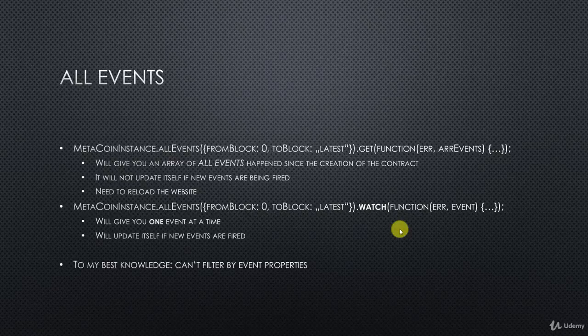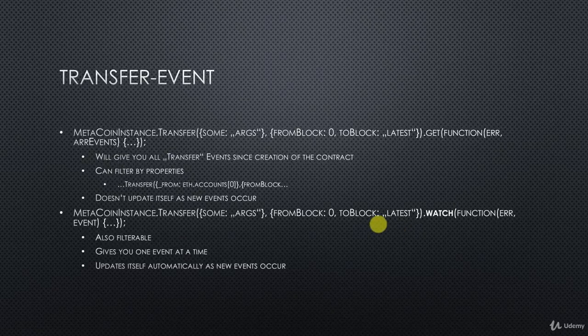To my best knowledge, I haven't found a way to filter by any event properties. Like in our example, the transfer event has the to and the from fields, which are indexed. I haven't found a way to filter the properties with all events, but definitely it's possible if we have a look at a single event. So if you, for example, just want to have a single event, and in our case it's the transfer event, then you have this additional configuration parameter, which is an object where you can filter for some arguments, in addition to the general configuration options for fromBlock and toBlock. And in this case, for example, you can go ahead and filter for the from field from your event, and then you can just give it a value.